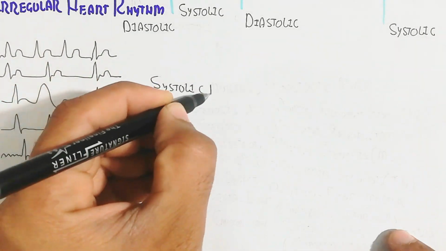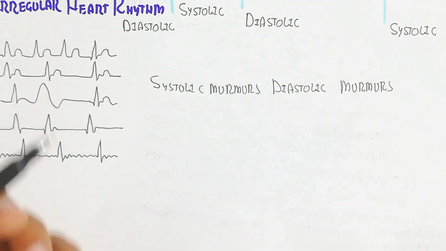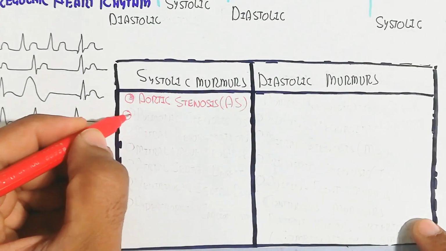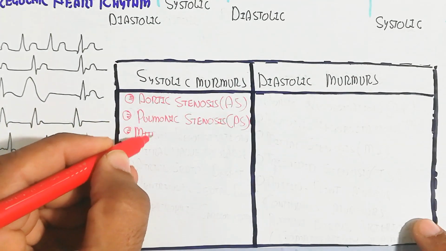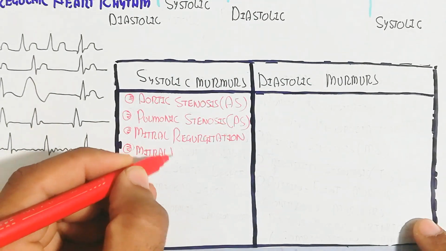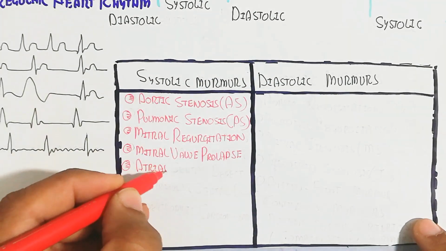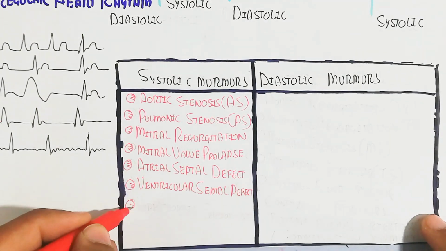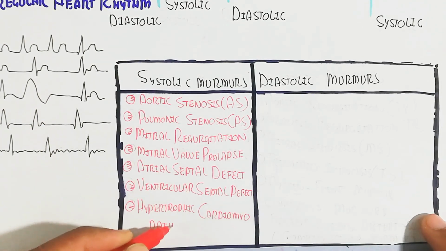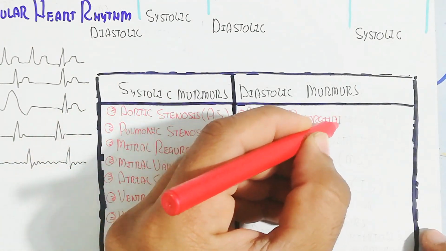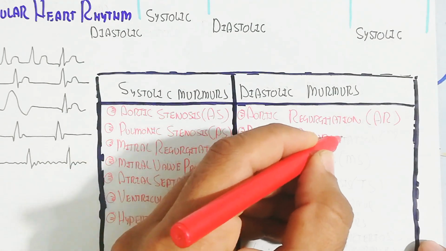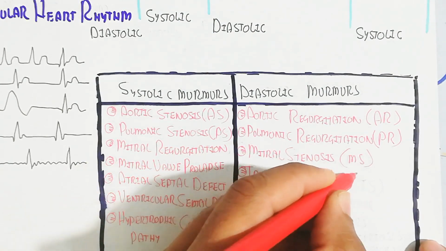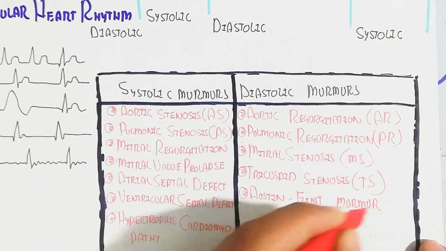Anyhow, let's begin to understand systolic murmurs and diastolic murmurs. So, what are systolic murmurs? Systolic murmurs occur when the systolic phase of the heartbeat has a problem, for example aortic stenosis, pulmonic stenosis, mitral regurgitation, mitral valve prolapse, atrial septal defect, ventricular septal defect, and hypertrophic cardiomyopathy. The diastolic murmurs involve aortic regurgitation, pulmonic regurgitation, mitral stenosis, tricuspid stenosis, the Austin Flint murmur, and the continuous murmur.